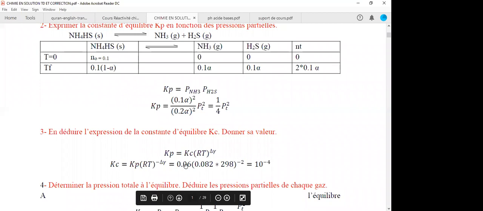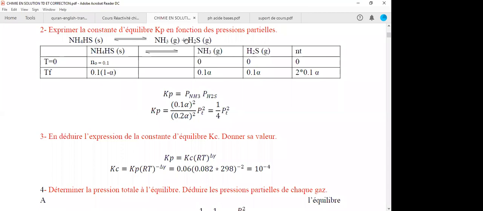So where there is Kp, we've been given in the question that Kp is 0.06, open bracket. Where there is R, you replace the value for R, and where there is T, you replace the value for the temperature, 25 degrees Celsius. So 25 plus 273, you've got 298. Divided by delta n0, what do you have? You have 2. We've got 1 plus 1, it is 2. 2 minus 0, it is 2. So here, since it's negative delta n0, that's why it's written negative 2. When you simplify this one, you will get 10 to the power negative 4.